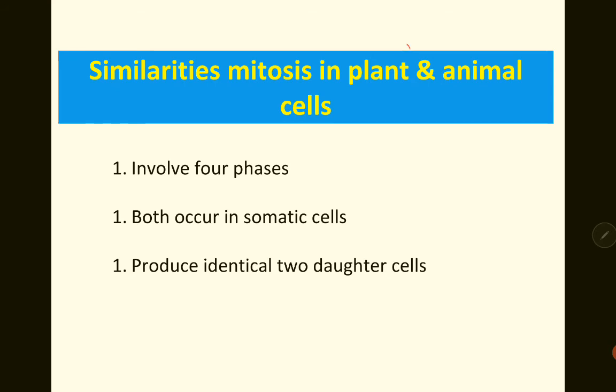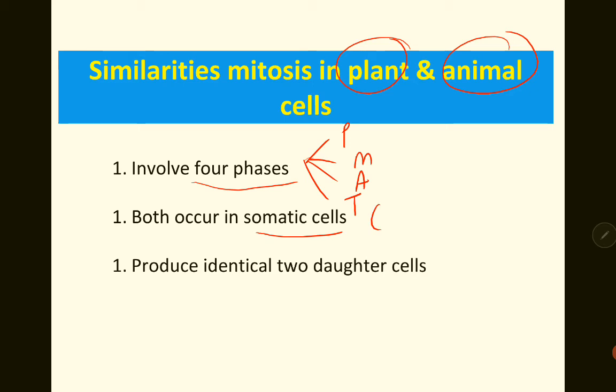Now we compare mitosis in the plant cell and animal cell. The similarity is that both involve four phases, which are prophase, metaphase, anaphase, and telophase. Both occur in the somatic cell. A somatic cell is a cell other than the sex cell, which is the diploid cell. Both also produce two identical daughter cells, meaning a 2n parent cell produces 2n daughter cells.